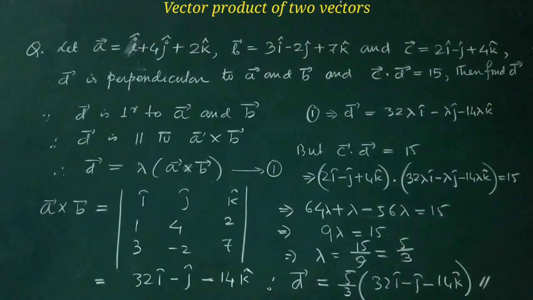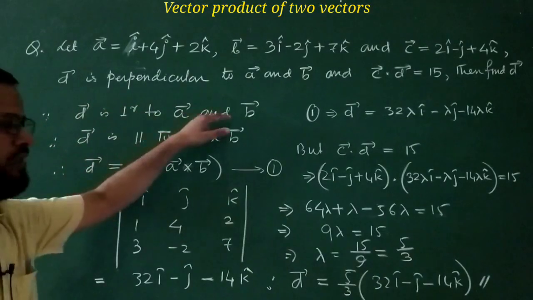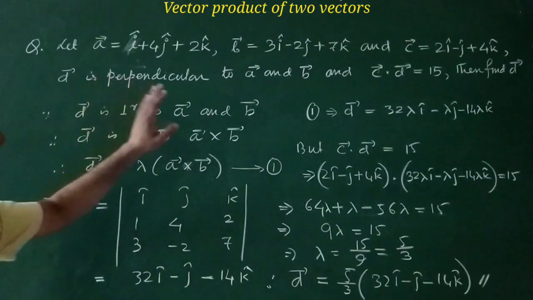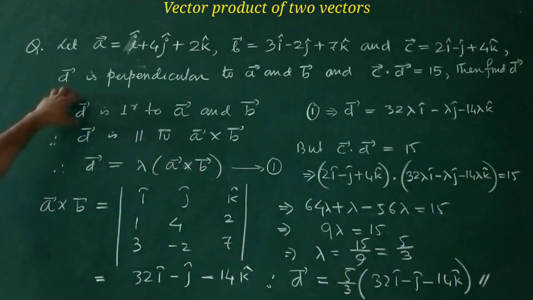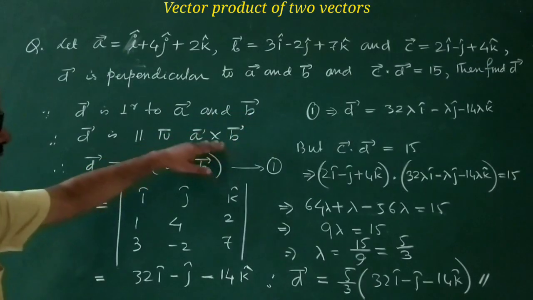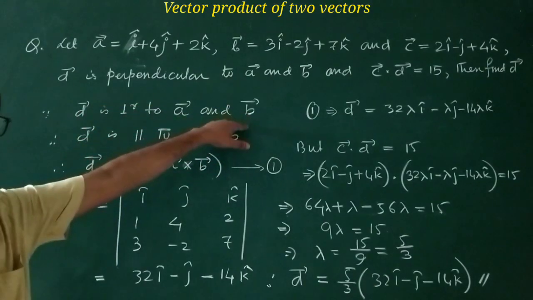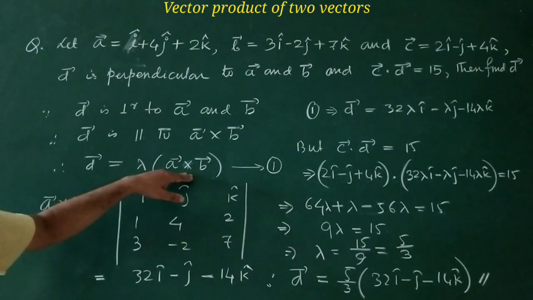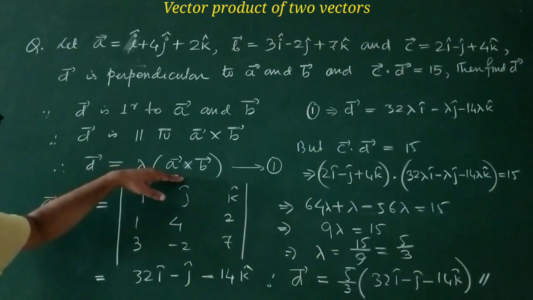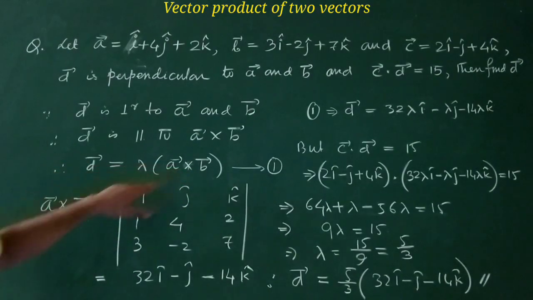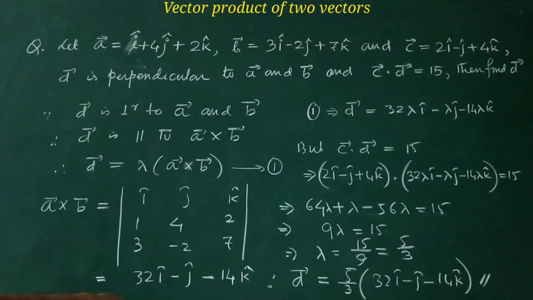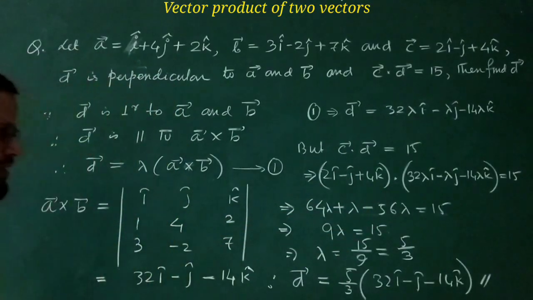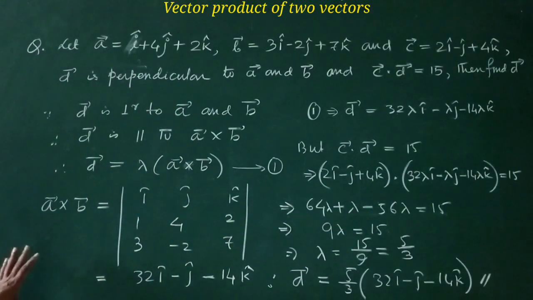The main concept is that D vector is perpendicular to A vector and B vector. A cross B is also perpendicular to A vector and B vector. Therefore D vector is parallel to this. Then the condition of parallel vectors, that condition I have used. Then find A cross B by the determinant rule, and then you get D vector, and with this condition you get the value of lambda. Okay, this is a very interesting question, nice question, and this is the way you can solve the particular question.